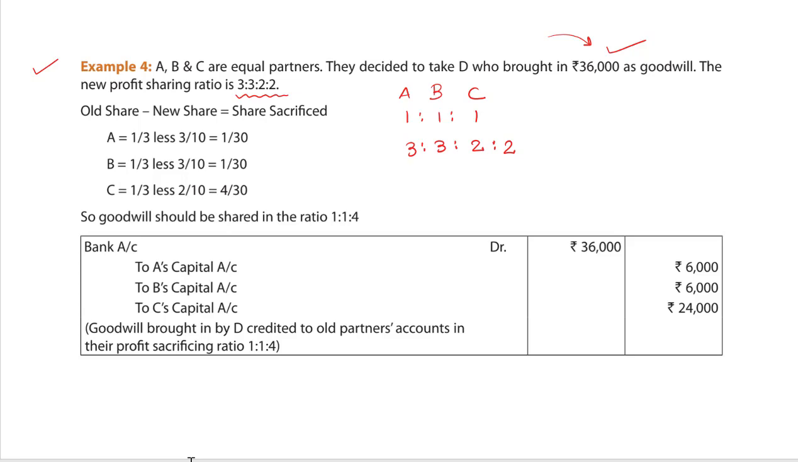So 1 by 3 minus 3 by 10 is 1 by 30. B sacrifices 1 by 3 less 3 by 10, which is 1 by 30. C sacrifices 1 by 3 less 2 by 10, which is 4 by 30. So goodwill should be shared in the ratio of 1:1:4.